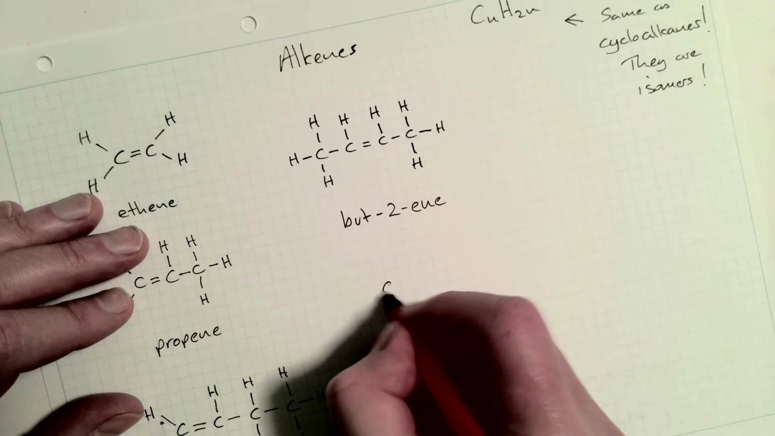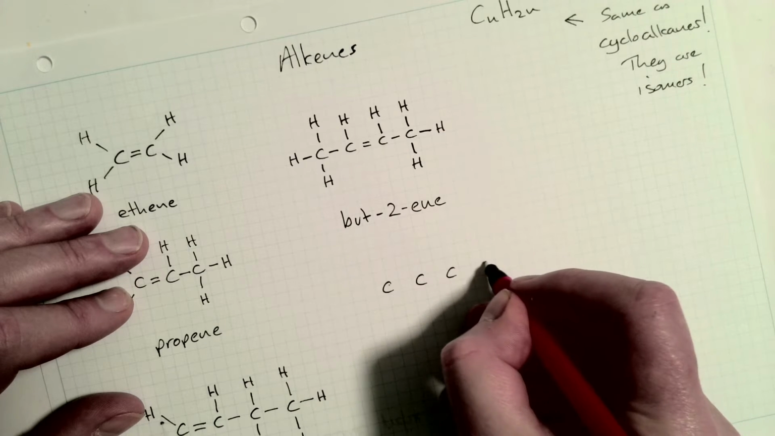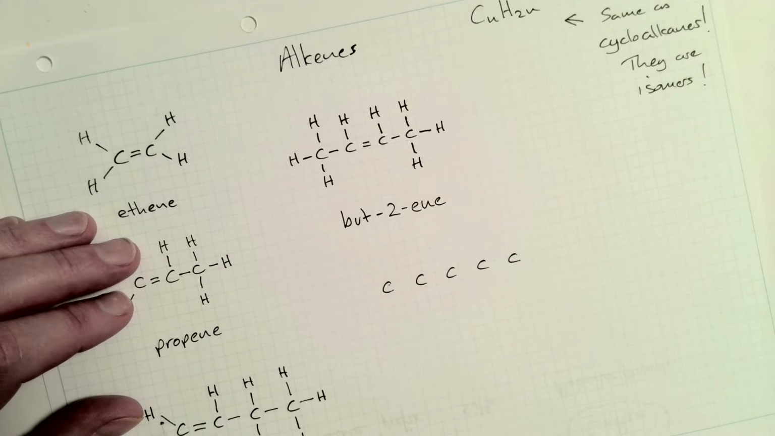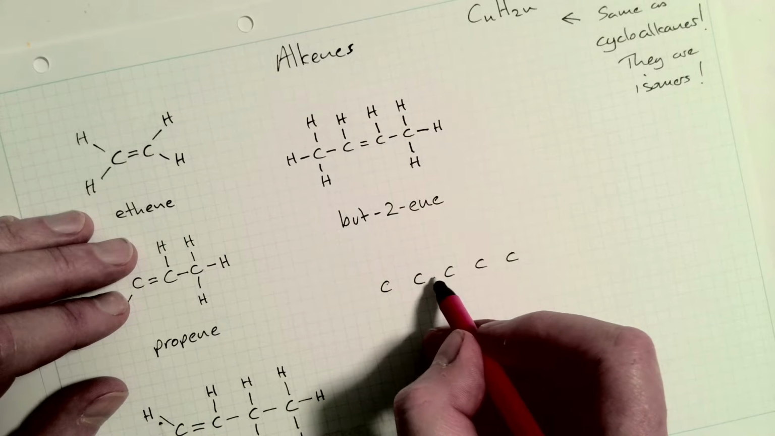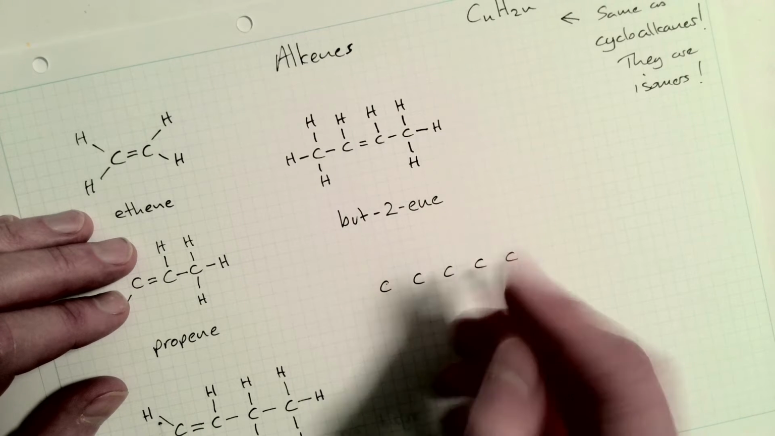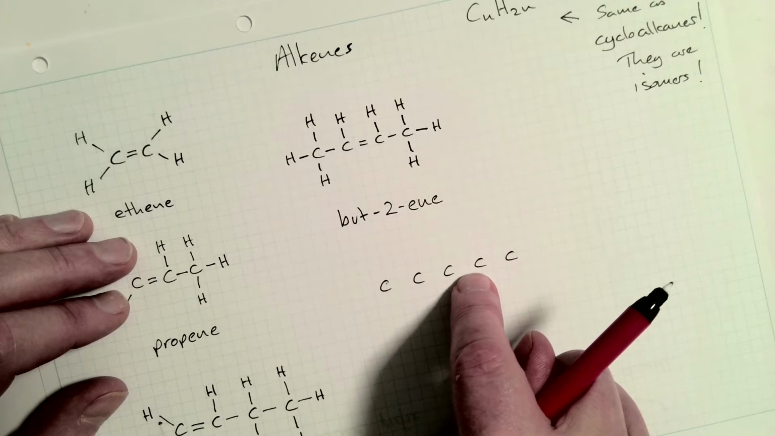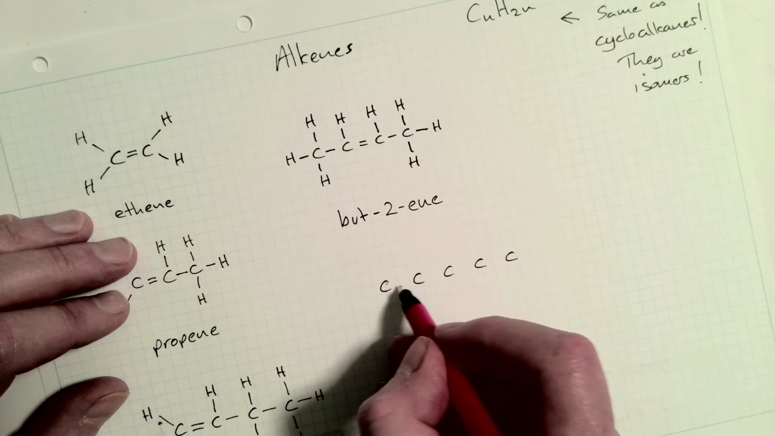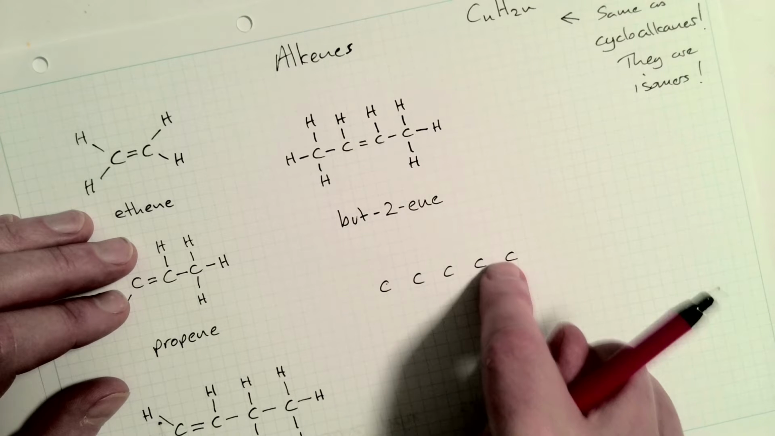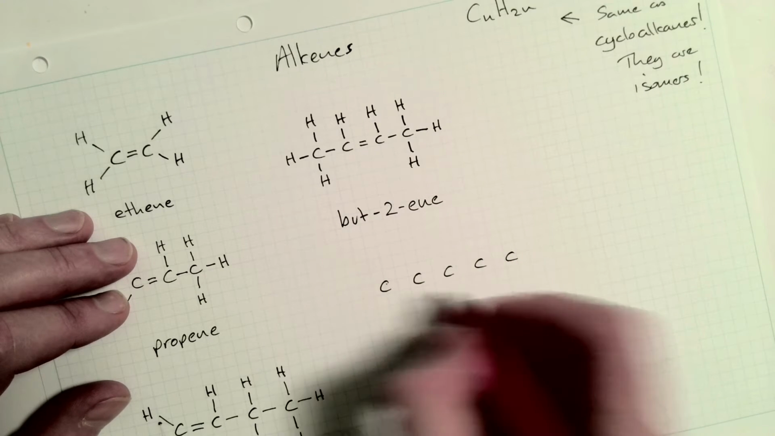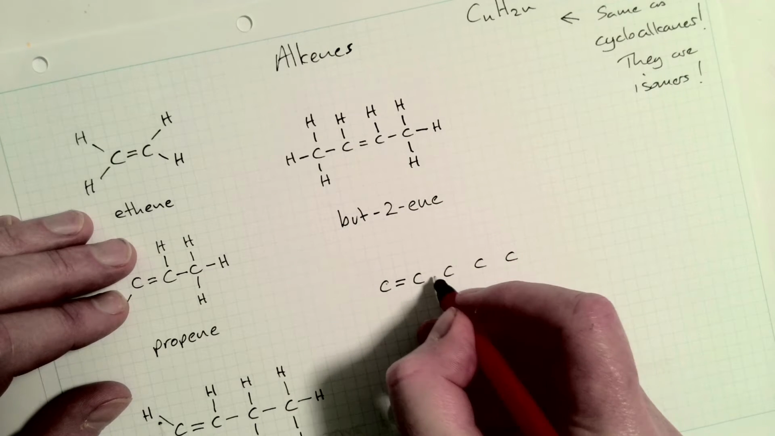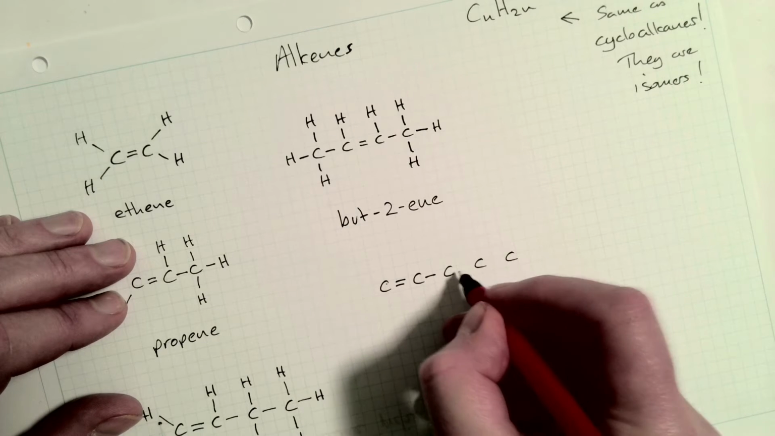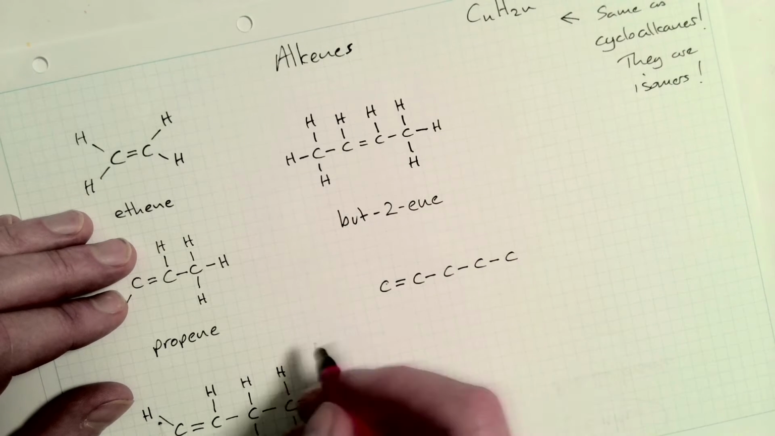So let's see, 5 carbons. 1, 2, 3, 4, 5. Now, where can I put a double bond here? I can put a double bond here, and that would be the same if I flipped it over as having a double bond here. So that's 1 possible isomer. And then I can have a double bond here, and that would be the same if I flipped it over. So let's start off with the pent-1-ene, which is this one.